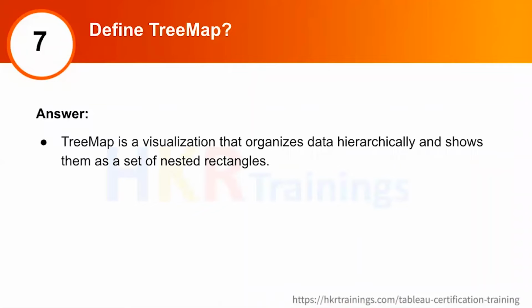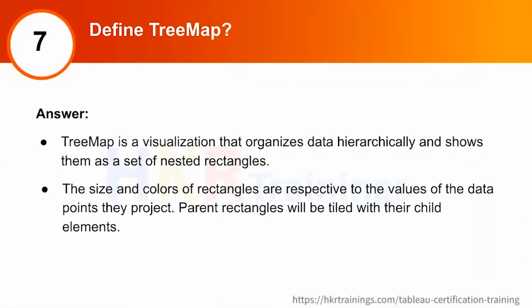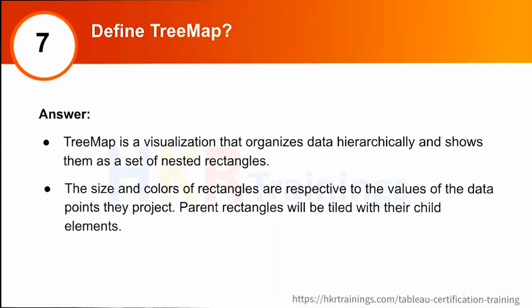Okay, let's move to the tree map. Whenever we have hierarchical data, suppose we have branches, we have trees, there we can use this tree map kind of thing. A tree map is a visualization that organizes data hierarchically and shows them as a set of nested rectangles. The size and colors of rectangles are representative of the values of the data point they project. Parent rectangles will have their child elements. So it's similar to the heat map, but with a small difference, as I showed you.